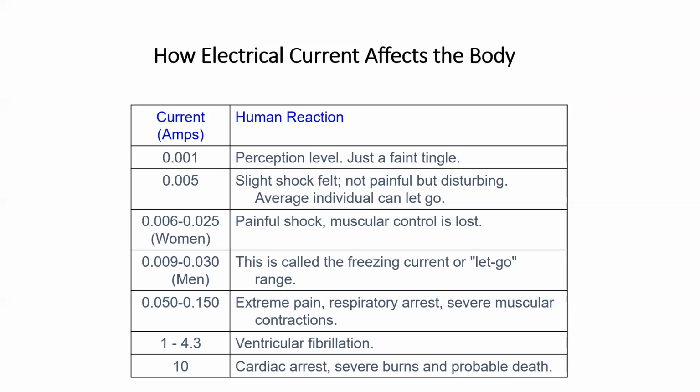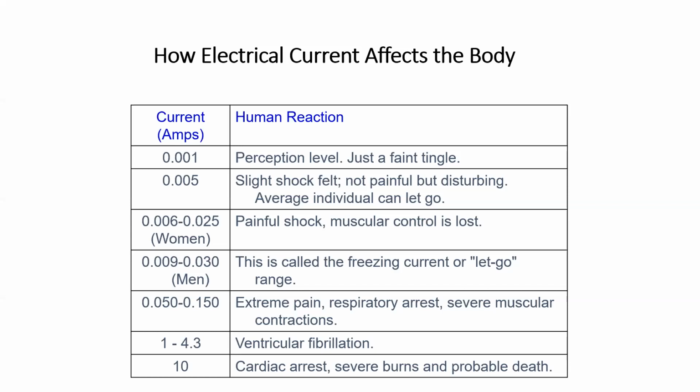How does electrical current affect our body? Like 0.001 amperes, which is a perception level. If you have ever taken out the battery of your watch, a very small battery, and touched it with your tongue, you feel something. This is our perception level, where you just come to know that yes, the electrons are available there.